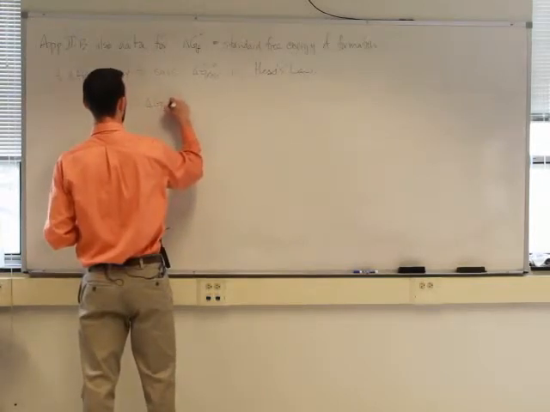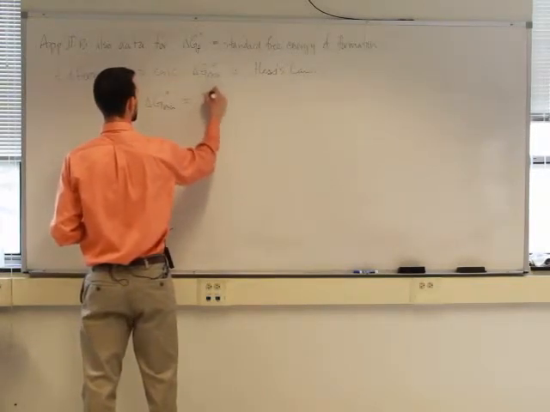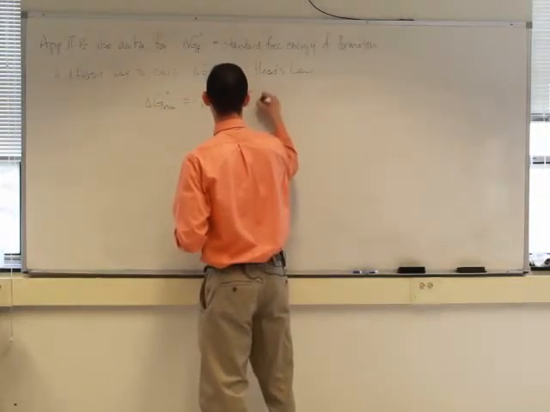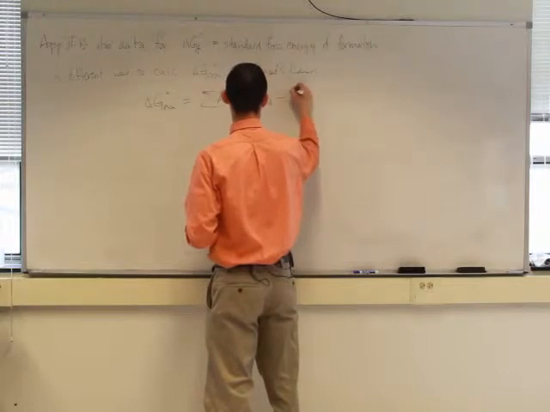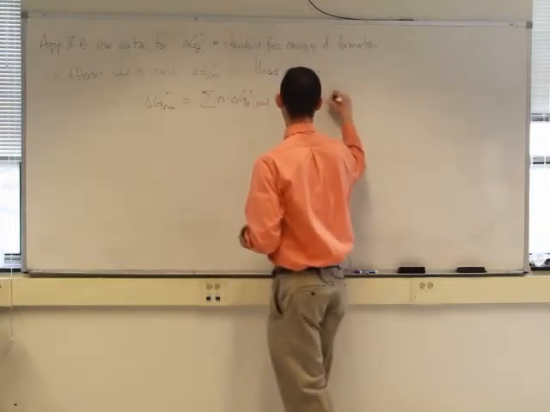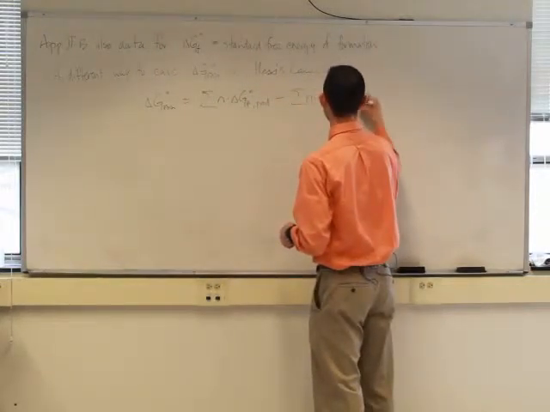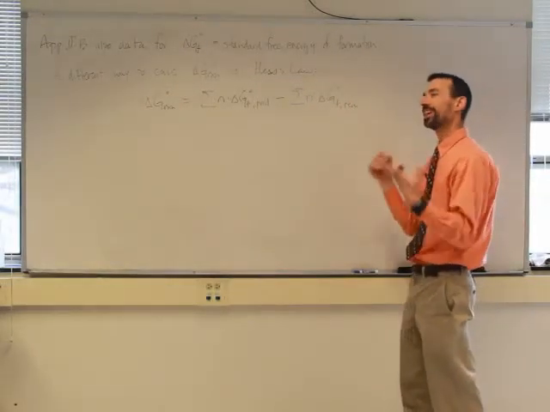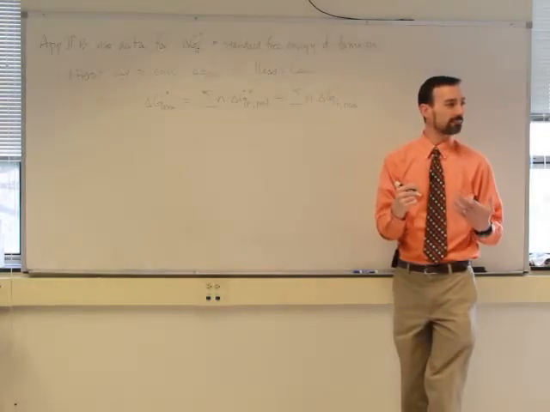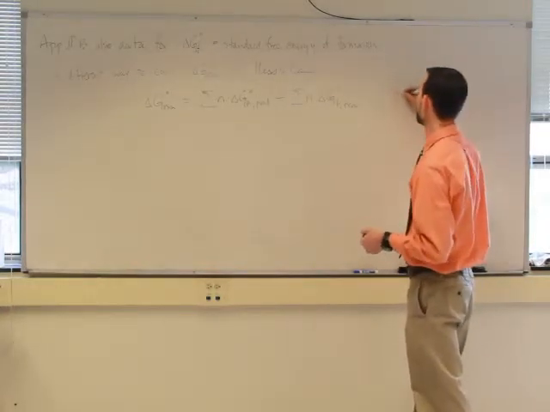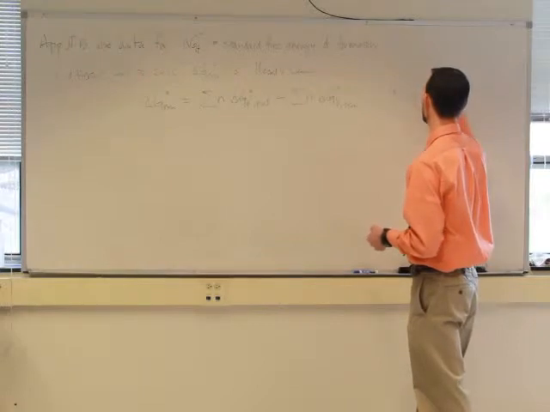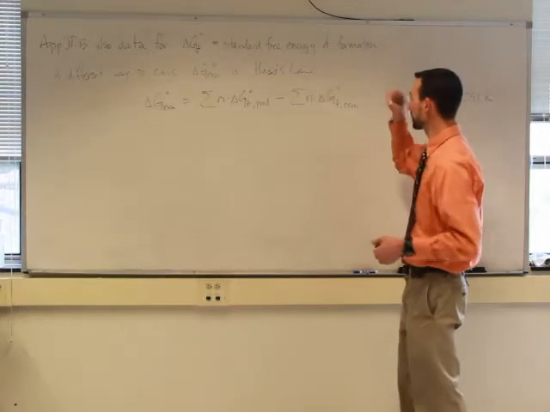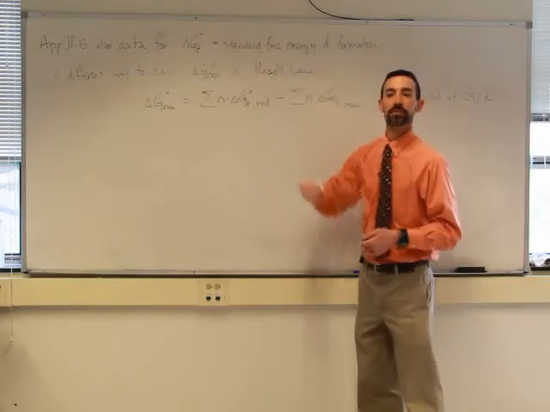Delta G for a reaction is equal to the sum of the free energies of formation of your products minus the sum of the free energies of formation of your reactants. What's limiting about this formula, though, is that it's only good at 298 Kelvin because of the standard temperature being there.